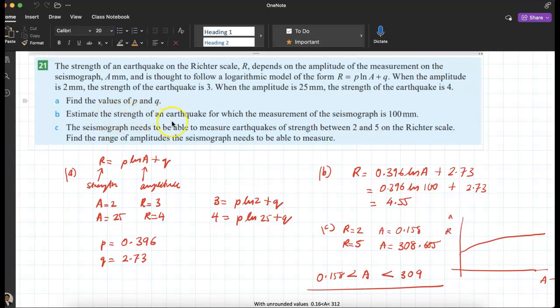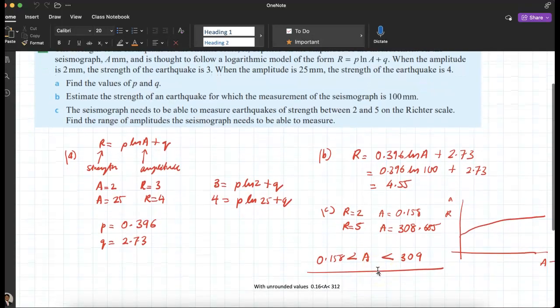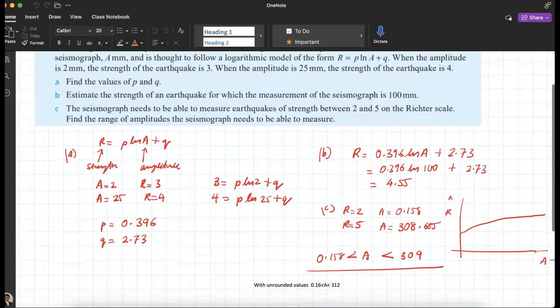Correct? So the strength of the earthquake for which the measurement of the seismograph is 100 mm. So again, your seismograph is measuring the amplitude. So mm is your amplitude. So you put your amplitude as 100 and you get the answer. The seismograph needs to measure earthquakes of strength between 2 and 5. So you find out the amplitude when the strength is 2, when it's 5, and the amplitude is between that. With unrounded values, it will be this.